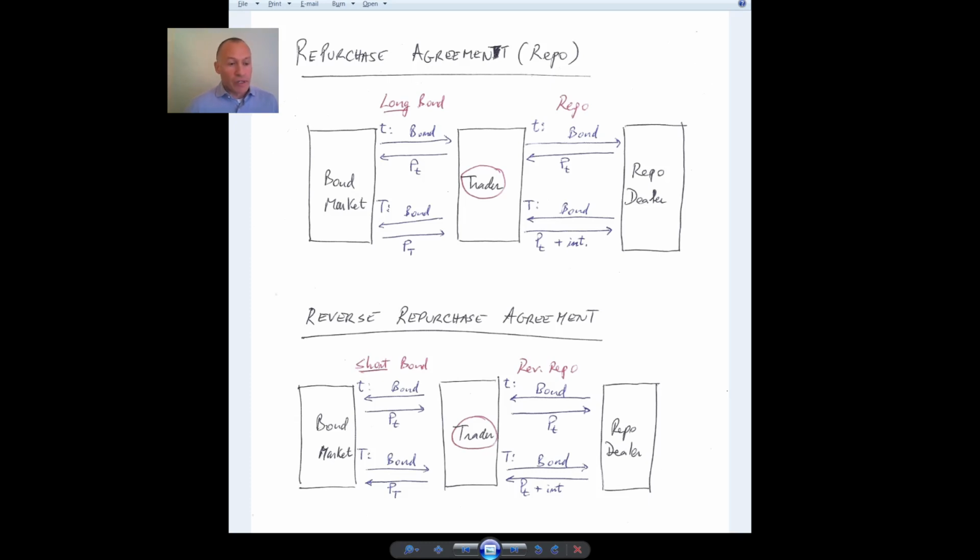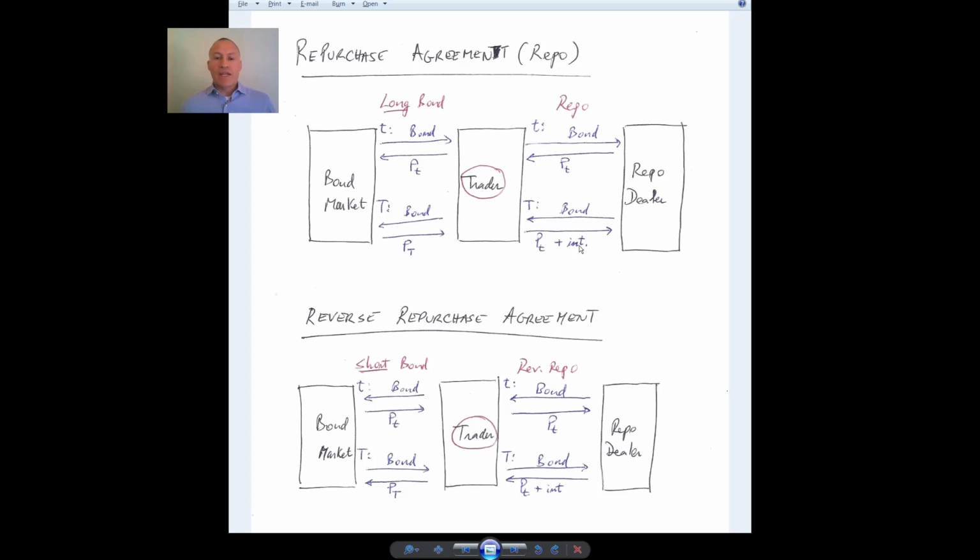So if the bond price goes up, the trader makes money, or more specifically, the trader will make money if this price here, this final price, is large enough to compensate for the initial price and for the repo interest rate, right? So that's a repo trade, okay?